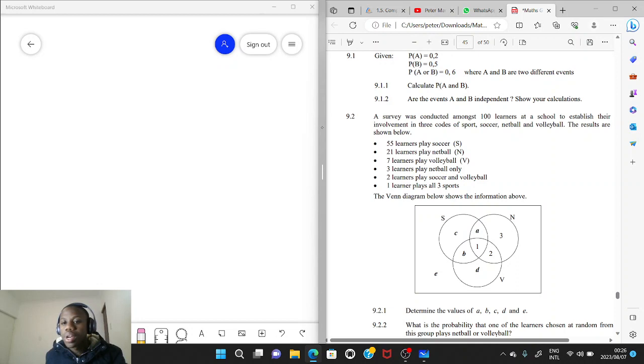A survey was conducted amongst 100 learners at a school to establish their involvement in three codes of sport. So we have three codes. Three codes of sports represent three events. The moment I see three events, I'm going to have three circles. So in this case, we have soccer, netball, and volleyball. The results are shown below.